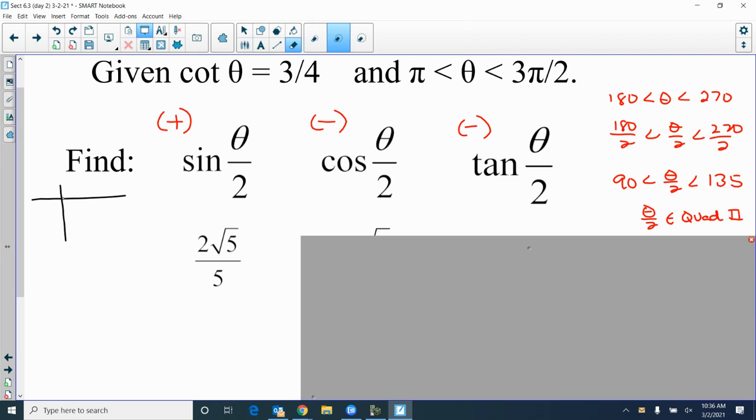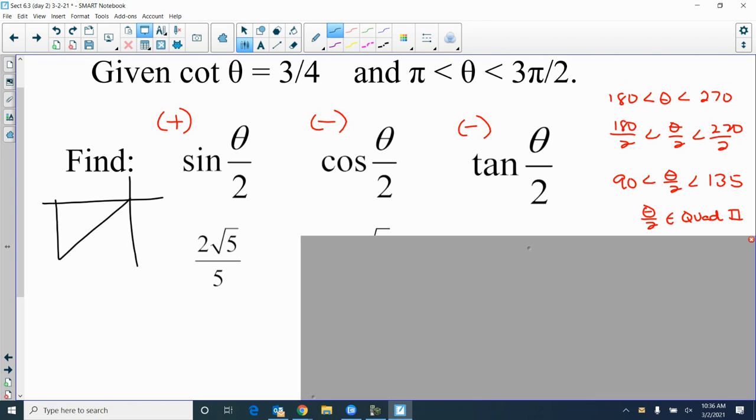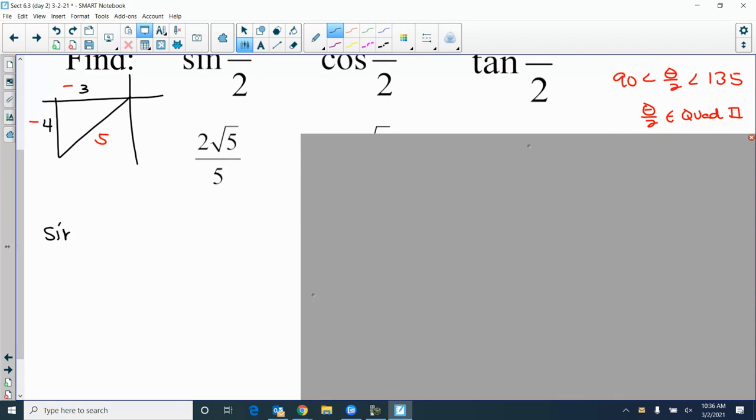So, hold on here. Let me make this a little bit easier. So cotangent is adjacent over opposite. So cotangent is going to be 3, 4, and then 3 squared plus 4 squared. That's got to give us a hypotenuse of 5. Okay, so make sure you got that. Now, obviously, the 3 is negative when we use it. The 4 is negative when we use it within our problem. So sine of theta over 2 equals plus or minus the square root of 1 minus cosine theta divided by 2.